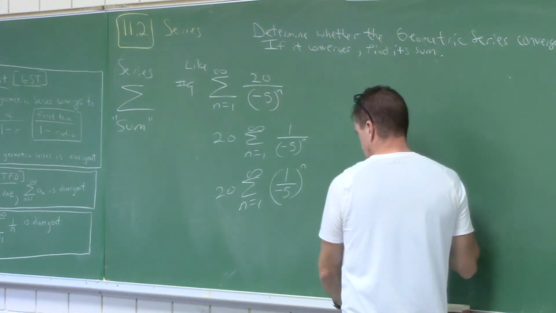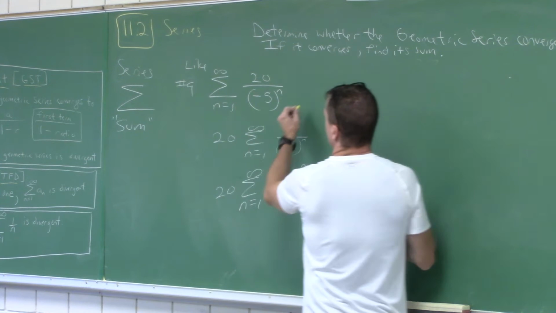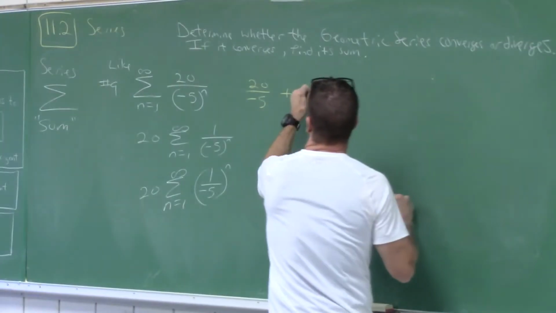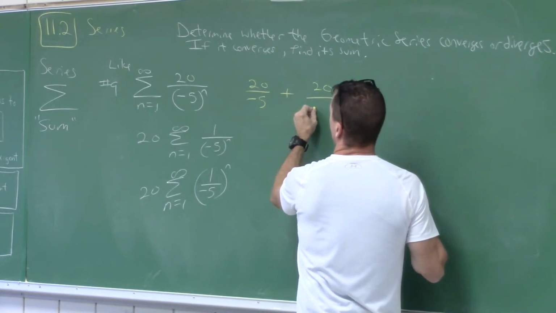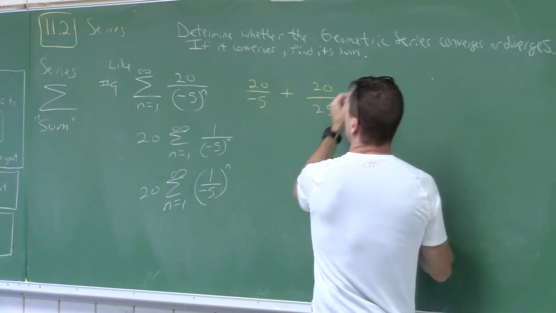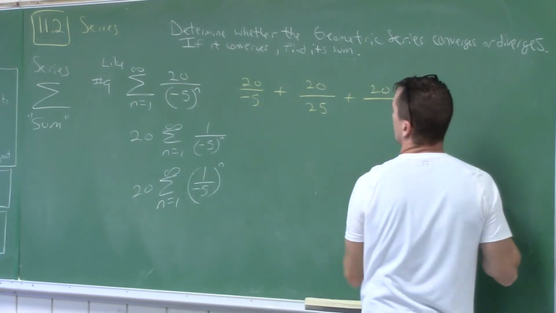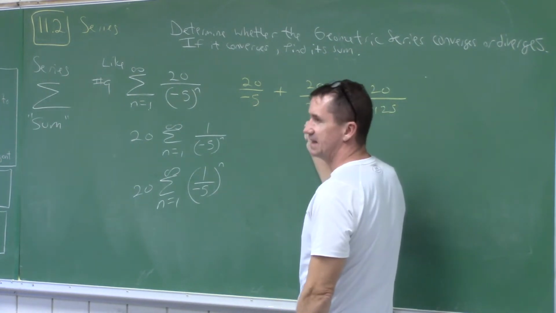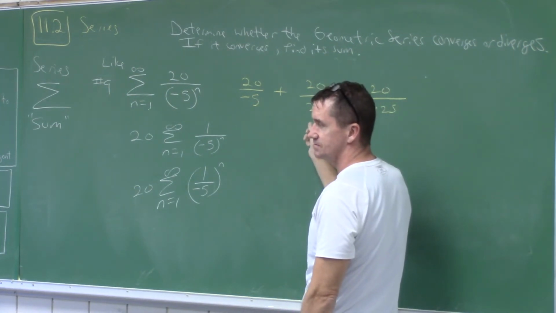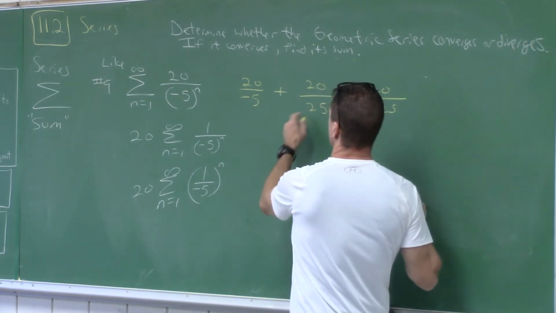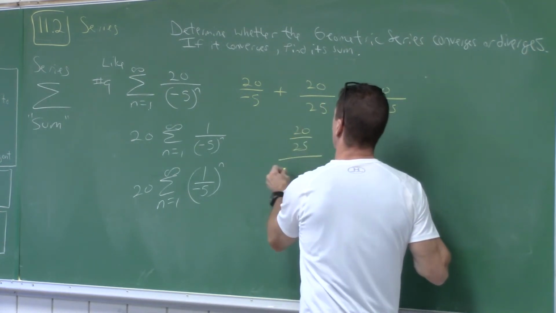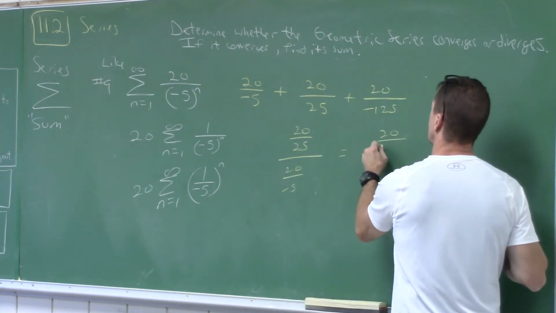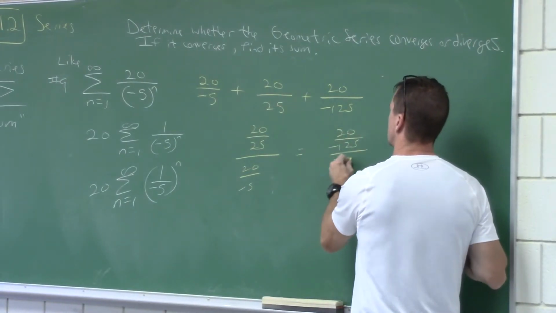Now you want to check it out? Let's make sure. What are some of the terms? You plug in a 1, what do you get? I'm just exploring it now. We'll plug in a 2, what do you get? What's -5 squared? 25. All right, plug in a 3. 125, or -125. What's this divided by this? They will be the same ratios. Common ratio between terms: 20 over 25 divided by 20 is the same as the 20 over -125 divided by that 20 over 25.